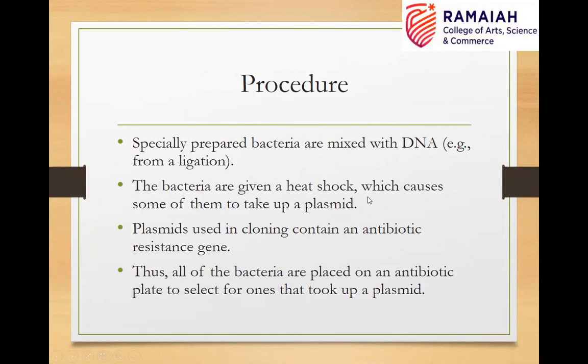Not all the cells will take up the DNA. Actually, the transformation efficiency is very, very low. It's a very inefficient process, so few of the bacteria will take up the DNA during this process. The plasmids which are used in this cloning generally possess a selectable marker. Usually it could be an antibiotic resistance gene.